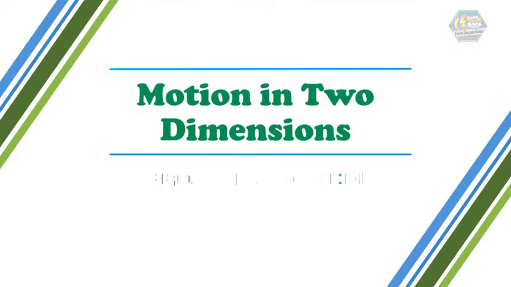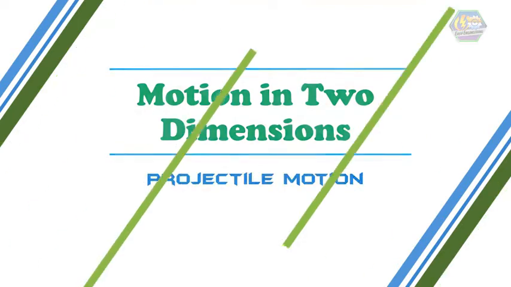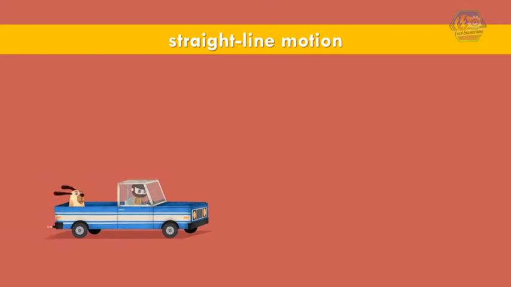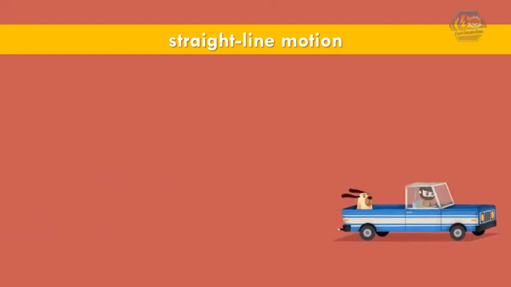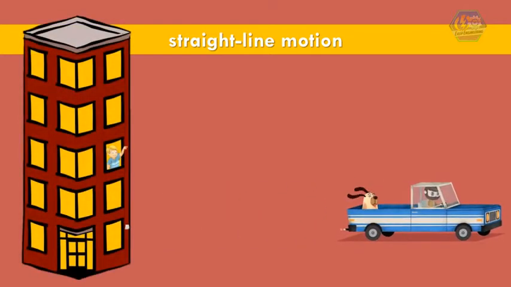This time, we're going to talk about motion in two dimensions, projectile motion. In the previous video, we learned the concept of straight line motion: a car moving horizontally along a straight path, and a stone falling vertically from a third floor building to the ground.